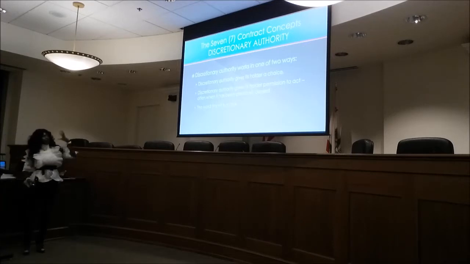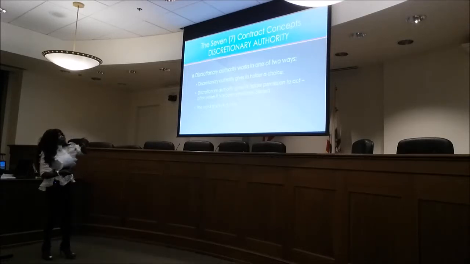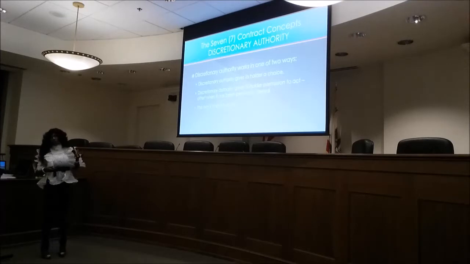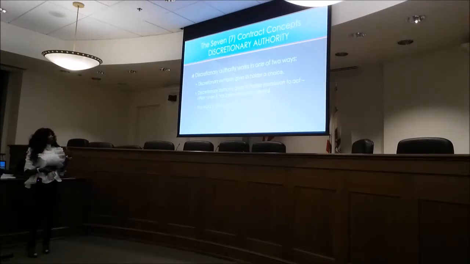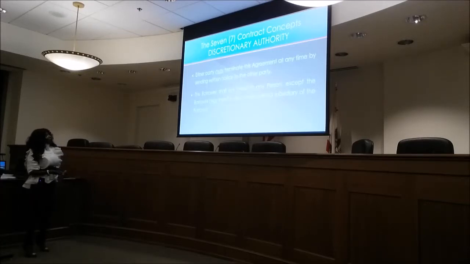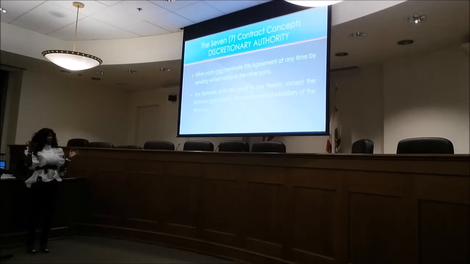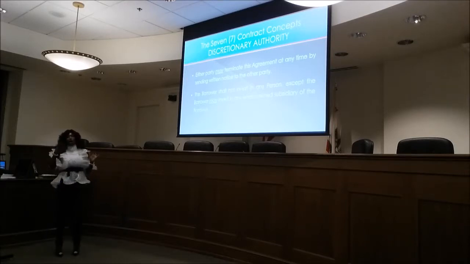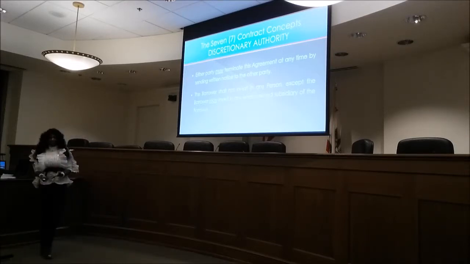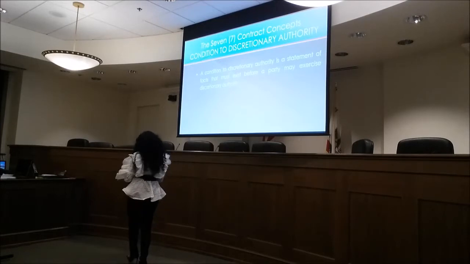And then we had talked about discretionary authority. It gives a party the discretion to act in a certain instance. You will see words like may. The person may do this, or they may not in this particular event. Either party may terminate this agreement at any time by sending written notice, or the borrower shall not invest in any person except the borrower may invest in any wholly owned subsidiary of its own. May. And then we also have our condition to discretionary authority.